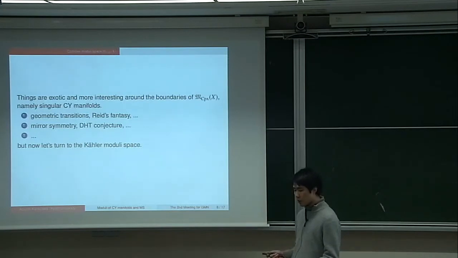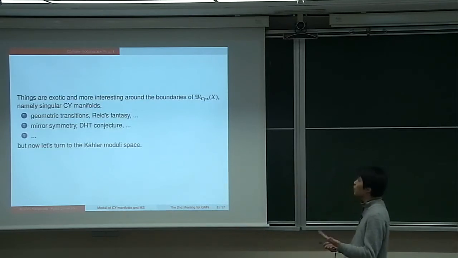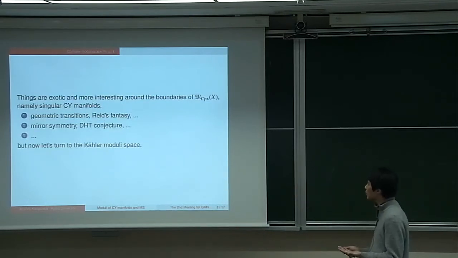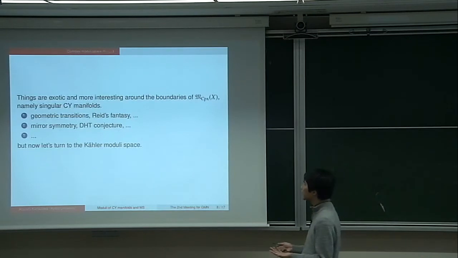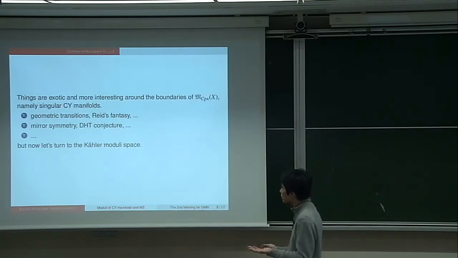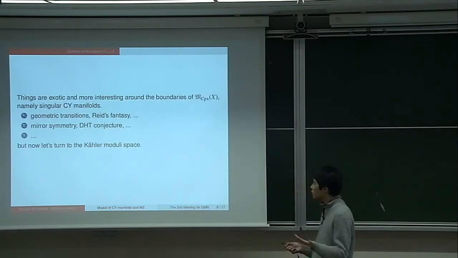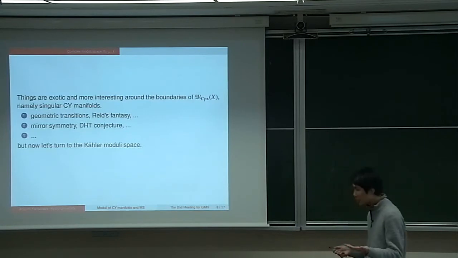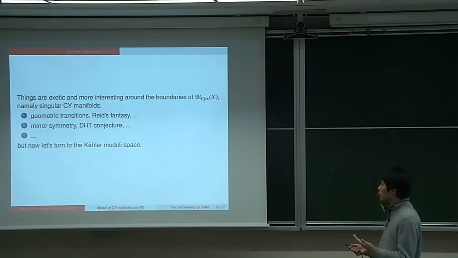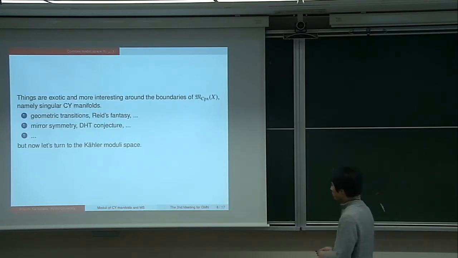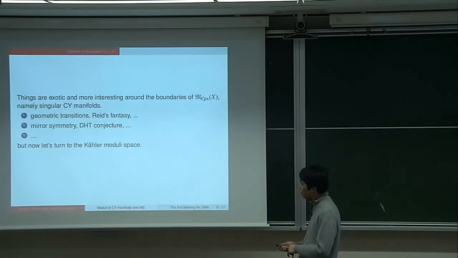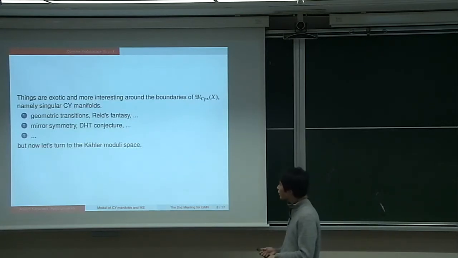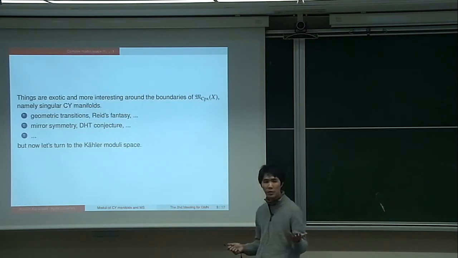So far I talked about the smooth part of the moduli space, and I think the more interesting and more exotic part is around the boundary of the complex moduli space. For example, there are many topics to talk about, such as geometric transitions, and mirror symmetry is also about the boundary of the moduli space, with many things to talk about. But now let's turn to the Kähler moduli space and see what structure we see.